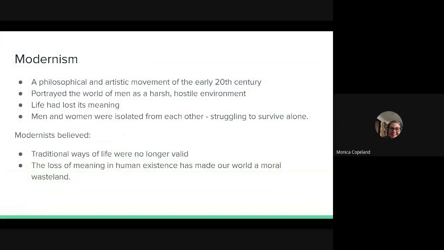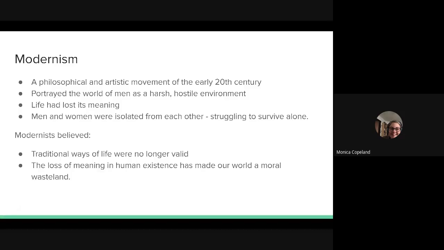Okay, so let's teach you about modernism. These are the parts where you'll start writing on your handout. So this is a review. Modernism, just like the Harlem Renaissance, is the same kind of literary group. This was not only a philosophical movement, but it was also artistic. So in other words, writing and painting, that kind of thing.